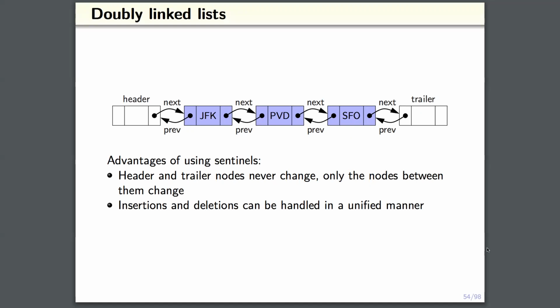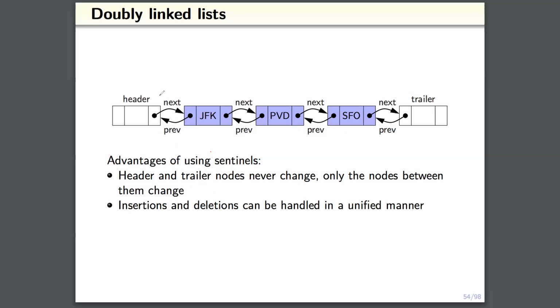Okay, so doubly linked list. It's very similar to your singly linked list. The only change is you have the previous pointer, right? You have the previous pointer. So look at all the previous pointers. That's the major change.